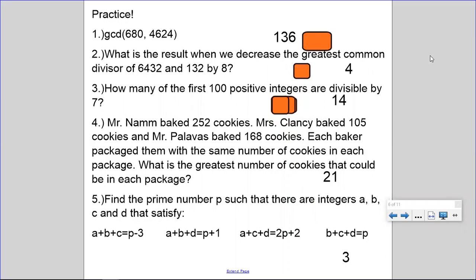What do we think? Which ones are we confused on? Which ones do we want explained? How do we feel about it? How do you do 5?